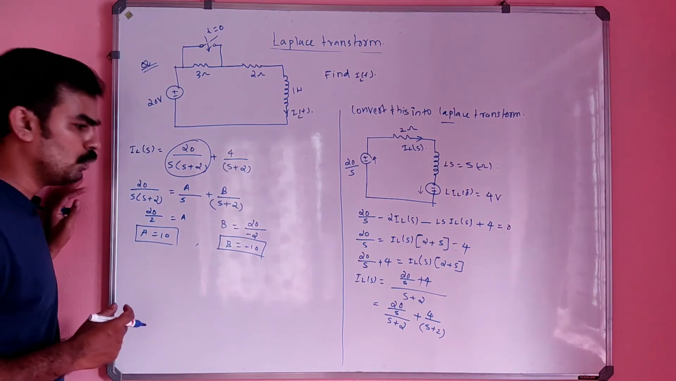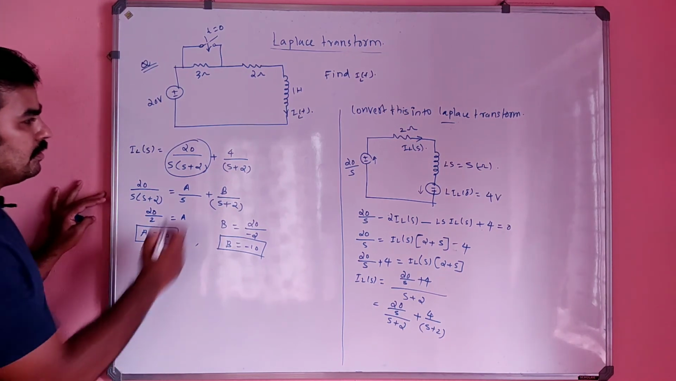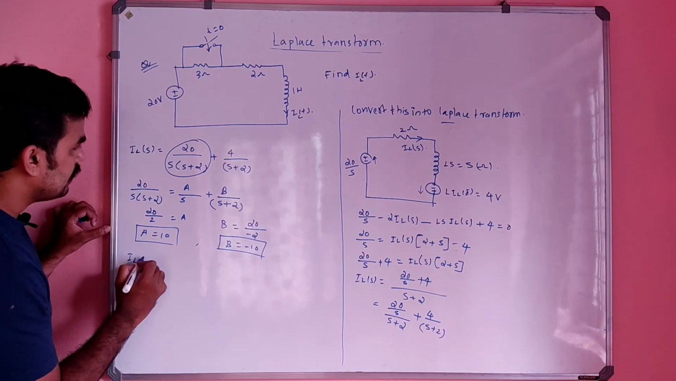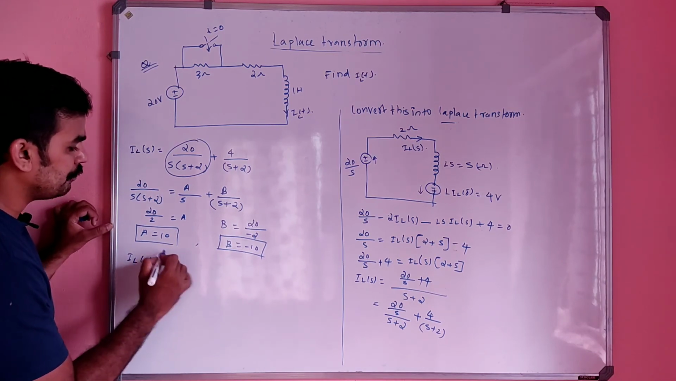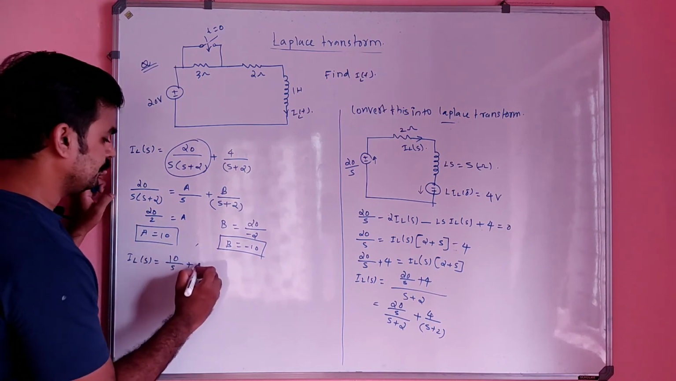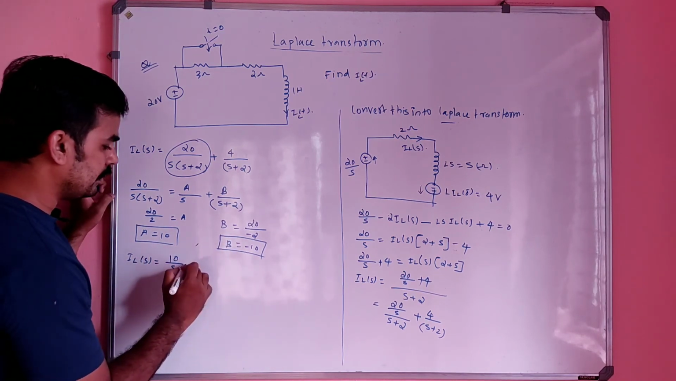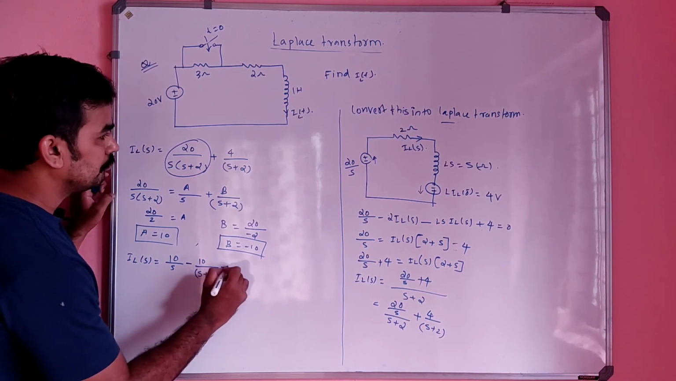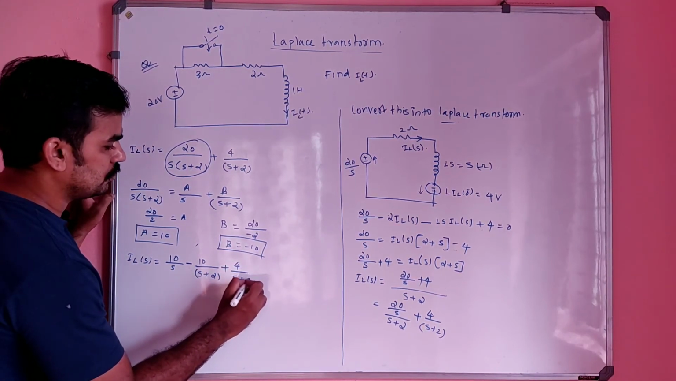Okay, anyway you can convert, no issues there. And see, so this section will simply become IL of s will be equal to what, beta? 10 divided by s, minus, right? B is minus now. Minus 10 divided by s plus 2 plus 4 divided by s plus 2.